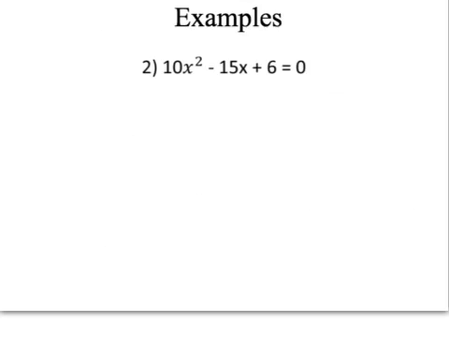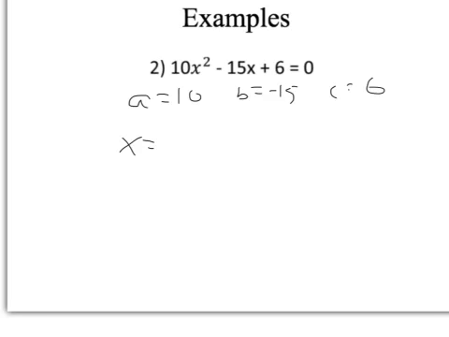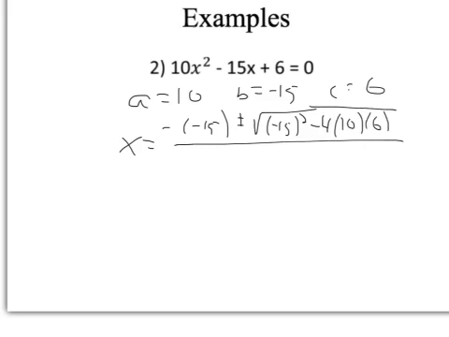Okay, so let's identify our a, b, and c terms first. My a is 10, my b is negative 15, my c is 6. So x equals negative b, so negative negative 15, plus or minus the square root of b squared. So negative 15 squared minus 4 times a, which is 10, times c, which is 6, divided by 2 times a, 2 times 10.